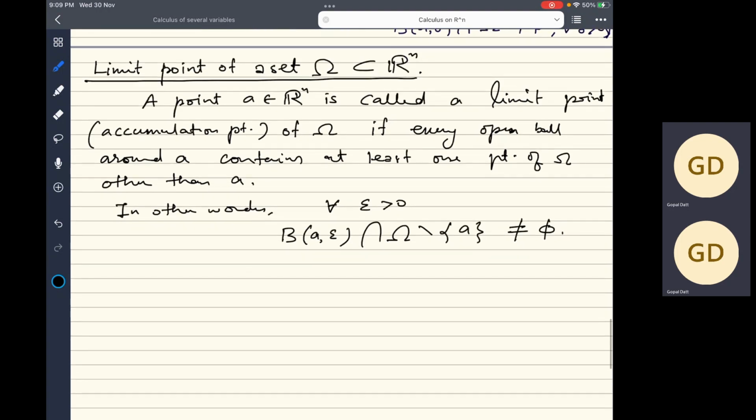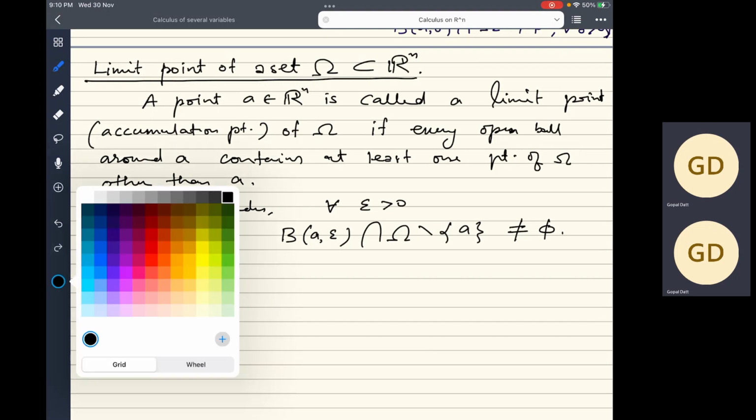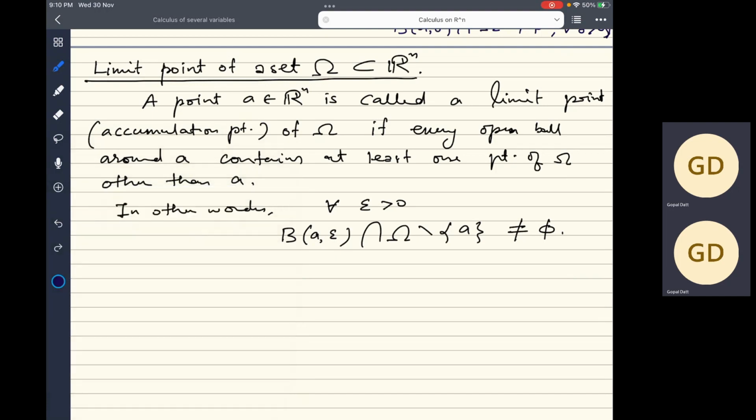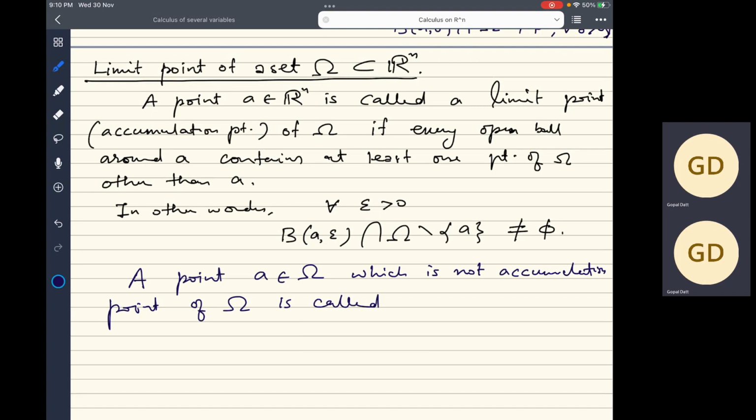Any point which is not an accumulation point of omega is called an isolated point of omega. A point A in omega which is not an accumulation point of omega is called an isolated point.